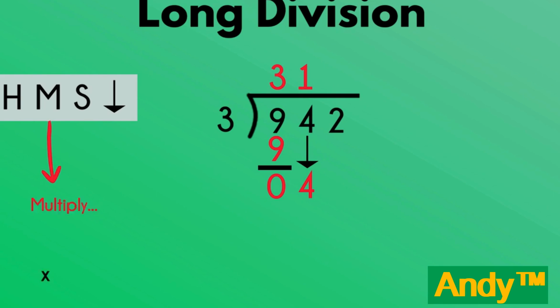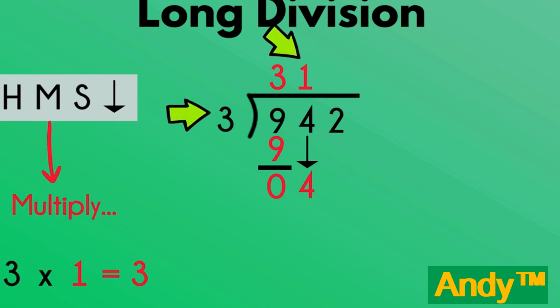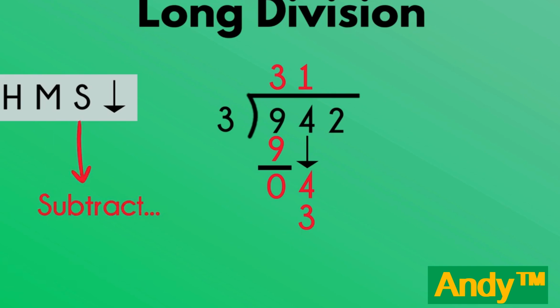M. Multiply. 3 multiplied by 1 equals 3. The 3 is written directly underneath the place value we're working with, which is tens. S. Subtract. We subtract the number we have just written down, 3, from the number directly above it, 4. 4 subtract 3 equals 1.